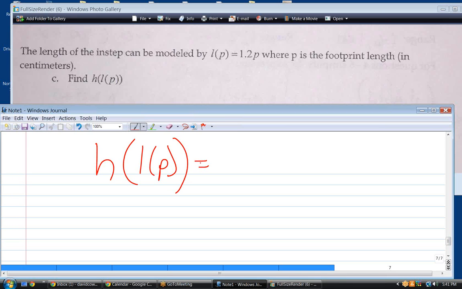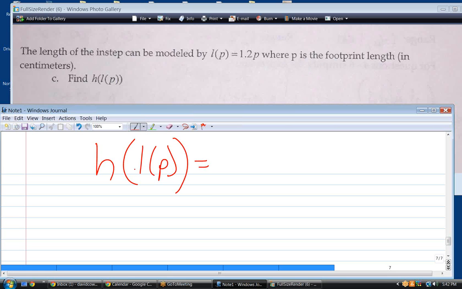What's the first thing? How do I get H of L of P? Start from the inside. Inside out, okay. What's L of P equal to? L of P is equal to 1.2 times... No, it's equal to 1.2 times P. You see why you can't plug in 1.2 there? Yes. Because they don't want a specific footprint. They didn't tell us what the footprint was at all.